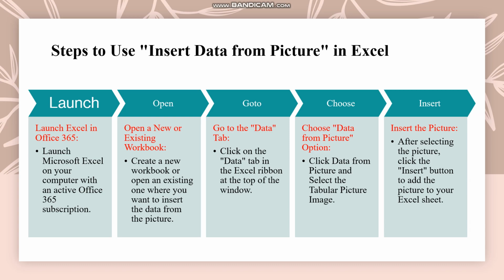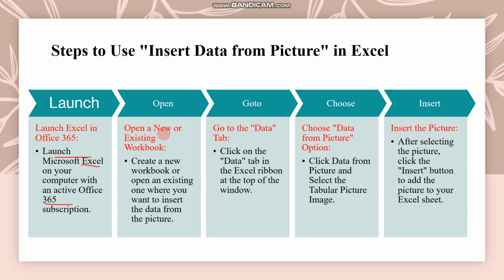So what are all the steps to insert the data from a picture in Excel? First step, you have to launch Excel in Microsoft Office 365. If you don't have Microsoft Office 365, you need not worry at all. You can just go to office.com and use the online version. Just signing in is enough, and you need not even install Microsoft 365, because many features are also available in the online version. Even if you have a subscription access, you can do it, or you can even do it with the free access.